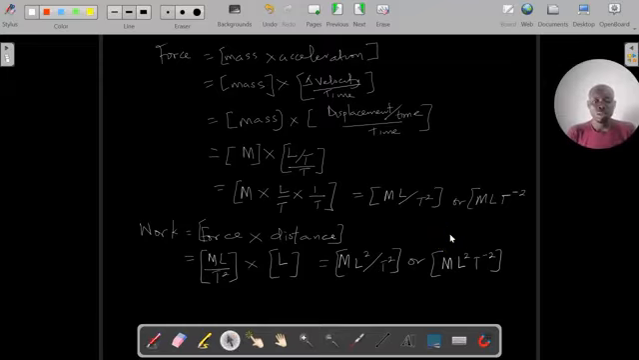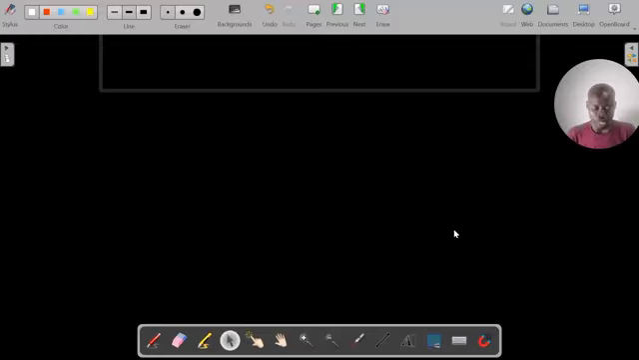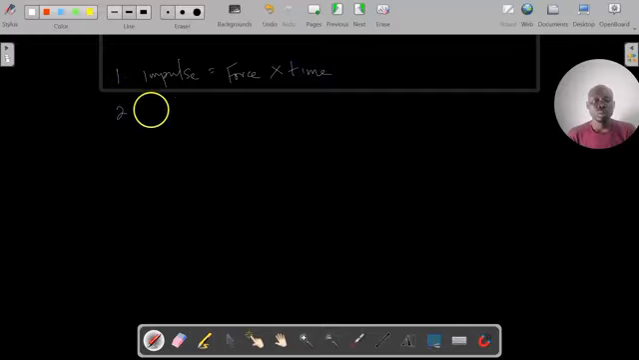As a personal exercise, you can go ahead and determine the dimension of the following. I'll just give you the quantities and the derivation. For example, you have impulse. Impulse is given by force multiplied by time. That's 1. Then 2, momentum. Momentum is mass multiplied by velocity.